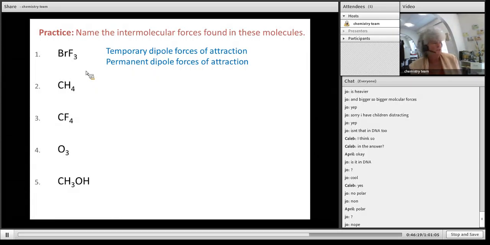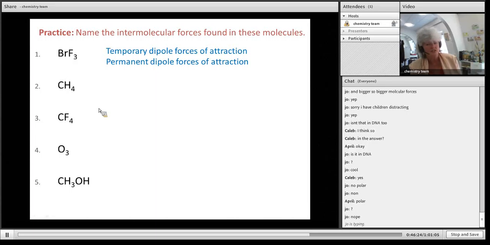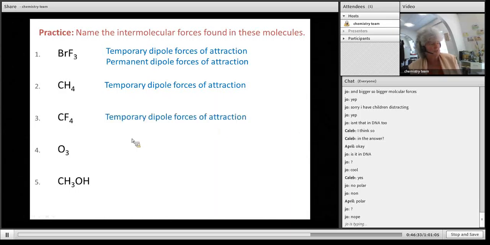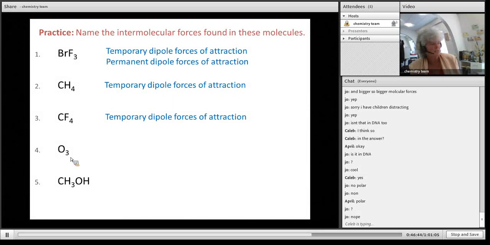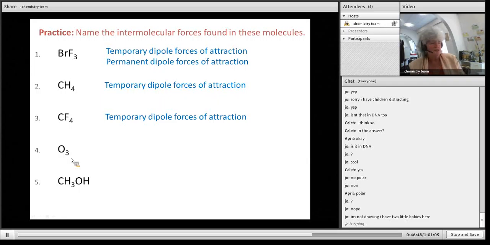Okay. So let's go, as I say, you have to draw the Lewis structures to work it out. So this one is non-polar, so it'll only be temporary. This one is non-polar, so only temporary forces of attraction. Ozone is a bit of a tricky one because you'd think, oh, oxygen, there's no difference in electronegativity, so it should be non-polar. But remember, we looked at it at that last lesson. Although the bonds are non-polar.